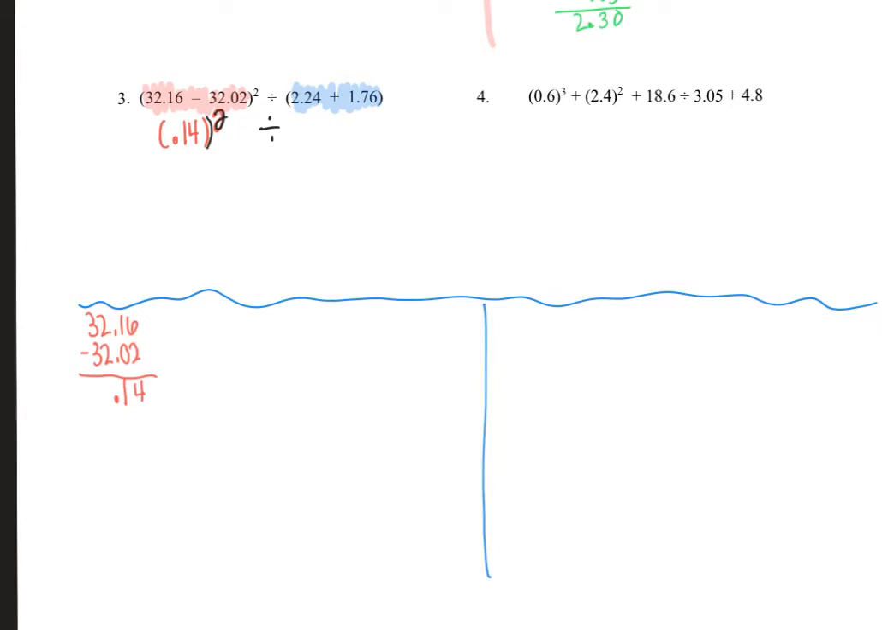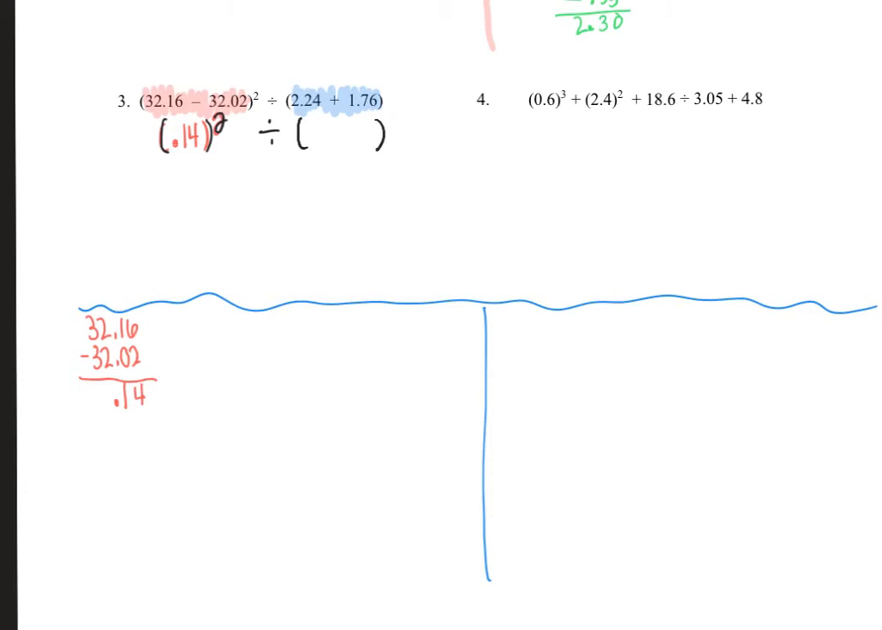And then I'm going to put my parentheses here and get ready to place it, because I'm going to come down here and I'm going to do 2.24 plus 1.76. And I'm going to get 4.00. So I'm going to get just 4. I can drop those zeros.